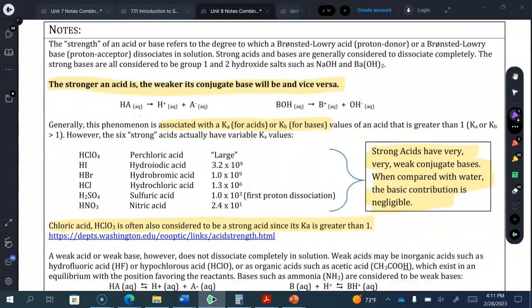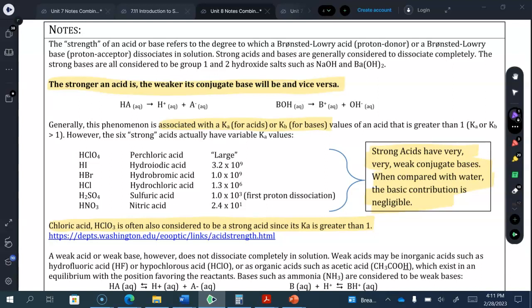The strength of an acid or base refers to the degree to which the Bronsted-Lowry acid, proton donor, or a Bronsted-Lowry base, the acceptor, dissociates in a solution. Strong acids and bases are generally considered to dissociate completely. The strong bases are all considered to be group 1 and 2 hydroxide salts, such as sodium hydroxide and barium hydroxide. Please note that beryllium hydroxide and magnesium hydroxide are excluded from this list.